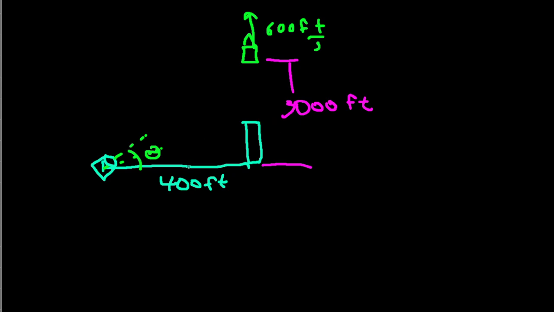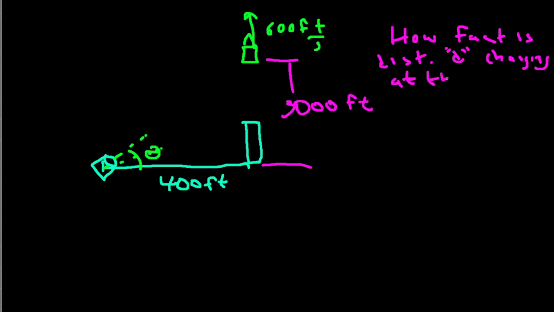So it looks like it's a multi-stepped problem here. Let me write it out. How fast is distance d, I'm going to call it d, changing at that moment? So this distance d here, which I'm going to do in orange.